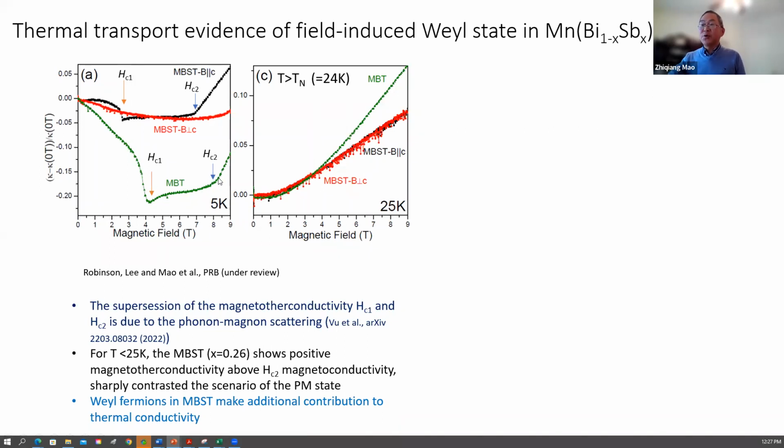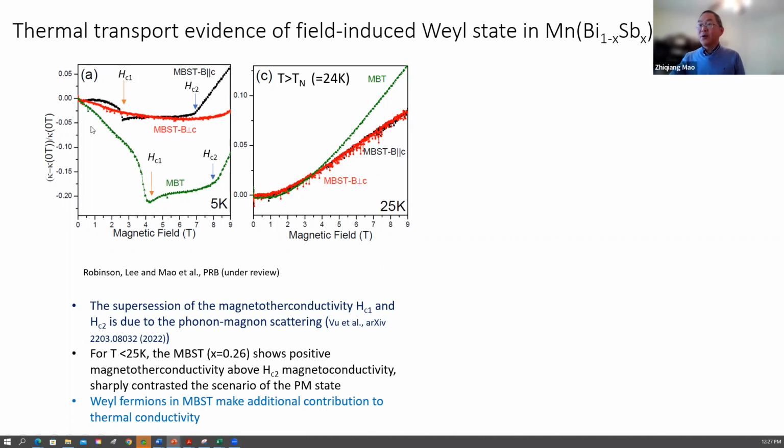Above HC2, the phonon band does not overlap with the magnon band, so the scattering becomes smaller. So the thermal conductivity increases, meaning the phonon thermal conductivity increases. And now let's look at the data of the doped MnBi2Te4, which shows the Weyl state, right? We have an electronic structure transition. We have Weyl fermions above HC2 that should contribute to thermal conductivity.